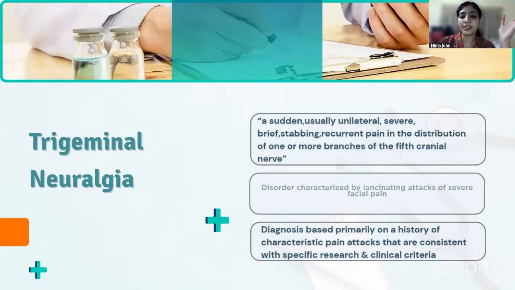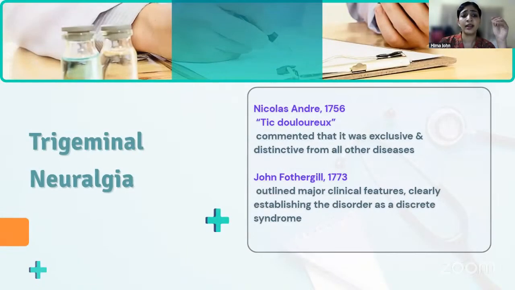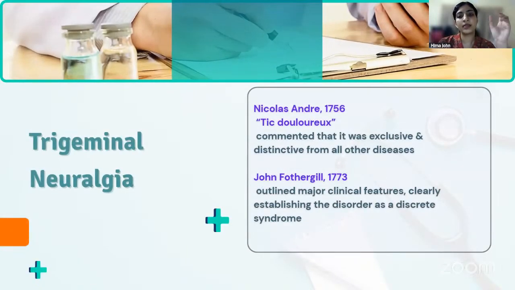Now, the diagnosis is based primarily on the history of the characteristic pain attacks that are consistent with specific research and clinical criteria. Now, the question can also come as tic douloureux or Fothergill's disease. So the question can come like, define pain, classify orofacial pain, and write about Fothergill's disease. Sometimes the question can come like that also. Okay, so that time you're supposed to write about trigeminal neuralgia itself.